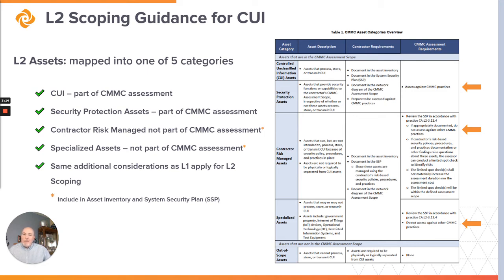Two additional types of assets you must consider are contractor risk managed assets and specialized assets. It's important to note they're part of your scope, but they're not assessed according to CMMC practices, but rather assessed against your own policies, practices, processes, procedures, etc. The same additional considerations for Level 1 apply to Level 2 categorized assets, which means that these assets must be captured in an asset inventory, must be in your system security plan, and you must provide a network diagram of your assessment scope or the authorization boundary.